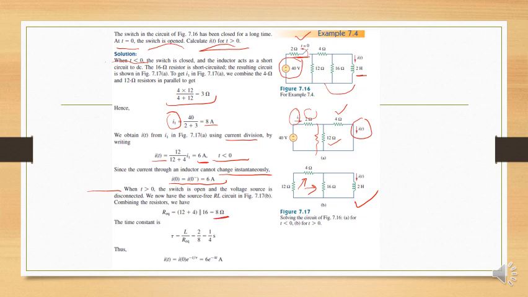What is our tau? Tau is L over R in case of an inductor. R is R equivalent, so tau is equal to 1 over 4 second. Now find iL. iL is equal to I naught or i(0) times e raised to the power minus t over tau, that is equal to 6 e raised to the power minus 4t.